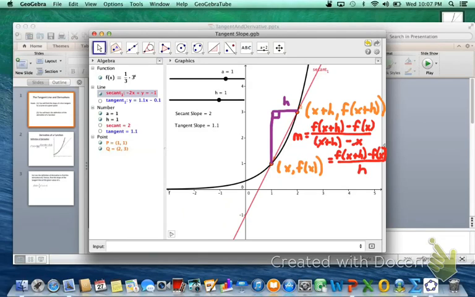Now, this is what I want you to write down right here. This thing is called a difference quotient. But all it's really doing here, as complicated as it's looking, is helping us find the slope of this secant line. All right, we'll come back to that momentarily.